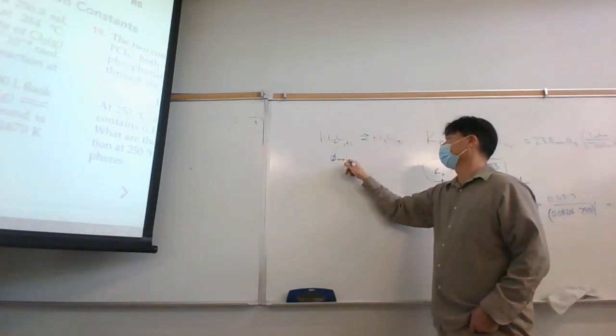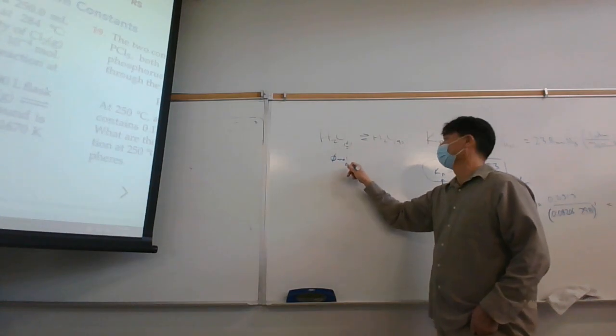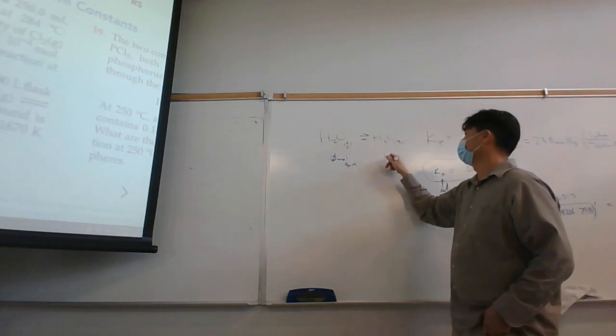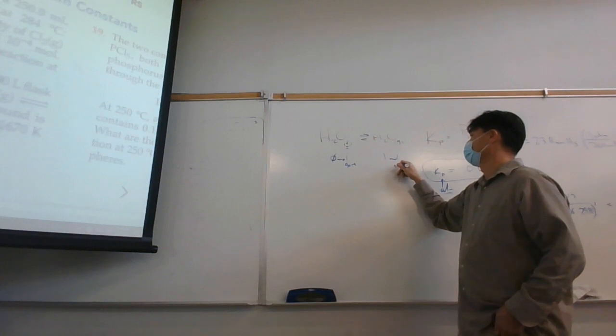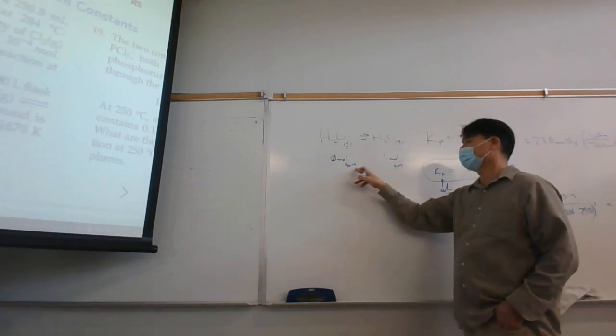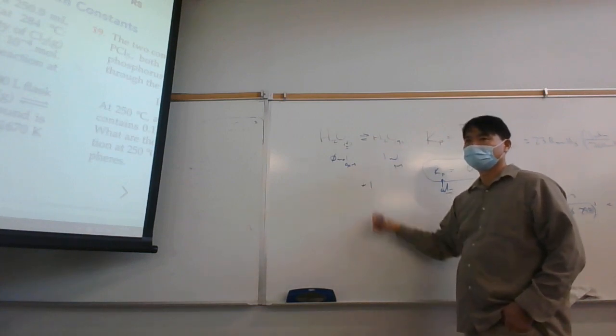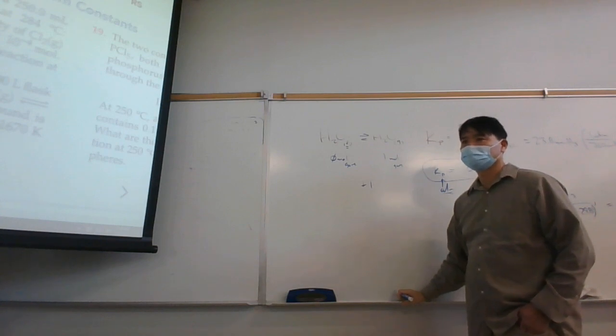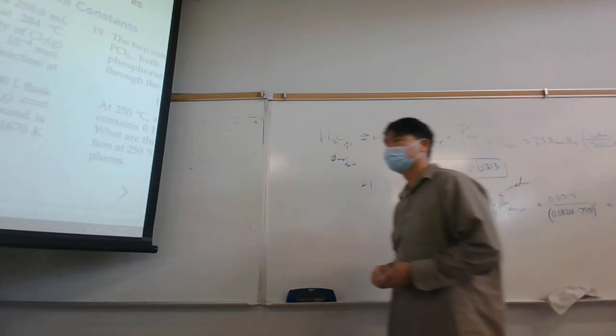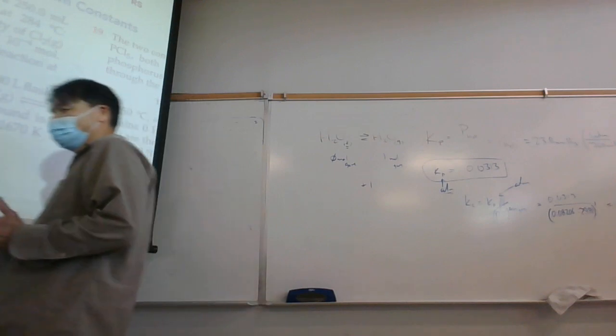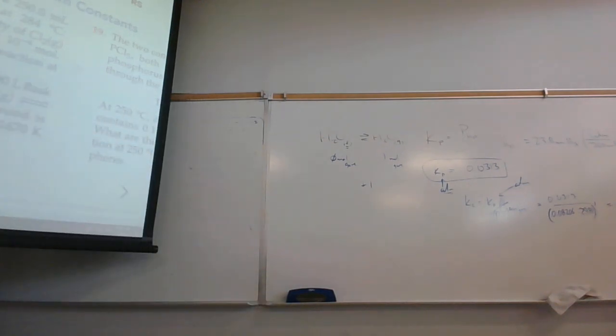Zero moles of gas, because this is a liquid. Over here we have one mole of gas. So what was the change? The change in going from left to right is plus one mole of gas. That's how we figure it out. Just look at the difference between the left side and the right side of the equation. And what you have to add or subtract to get there is delta n of gas.